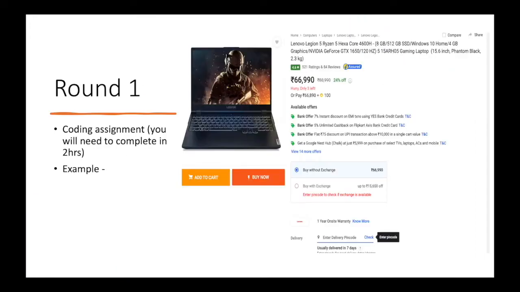The first round was the coding assignment. The recruiter will ask you for a 2-hour slot in which you are comfortable, and the assignment needs to be completed in those 2 hours only. For example, it could be a web page with an image and some content, and you have the freedom to select your framework.